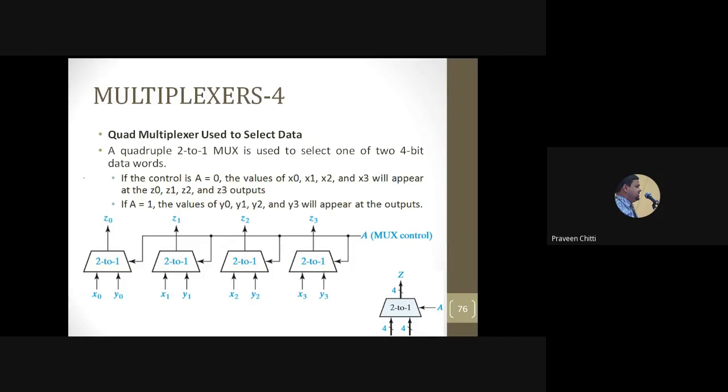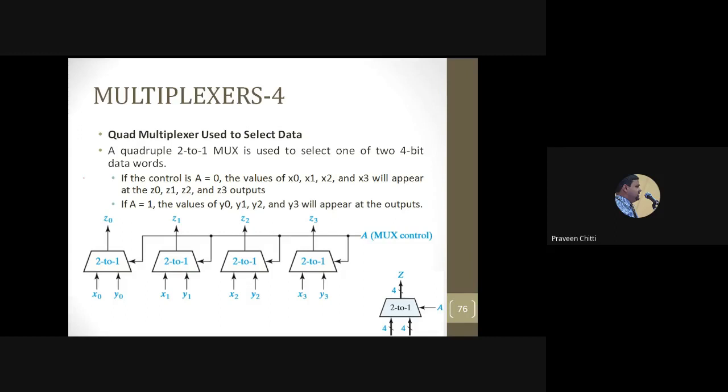Because normally a multiplexer selects one of the many inputs and gives it to the output. But suppose I have 4-bit data, and I want to transfer one of the two 4-bit data words. Then how should I do it? Are you getting my question? If you use a single 2:1 mux, what does it do?